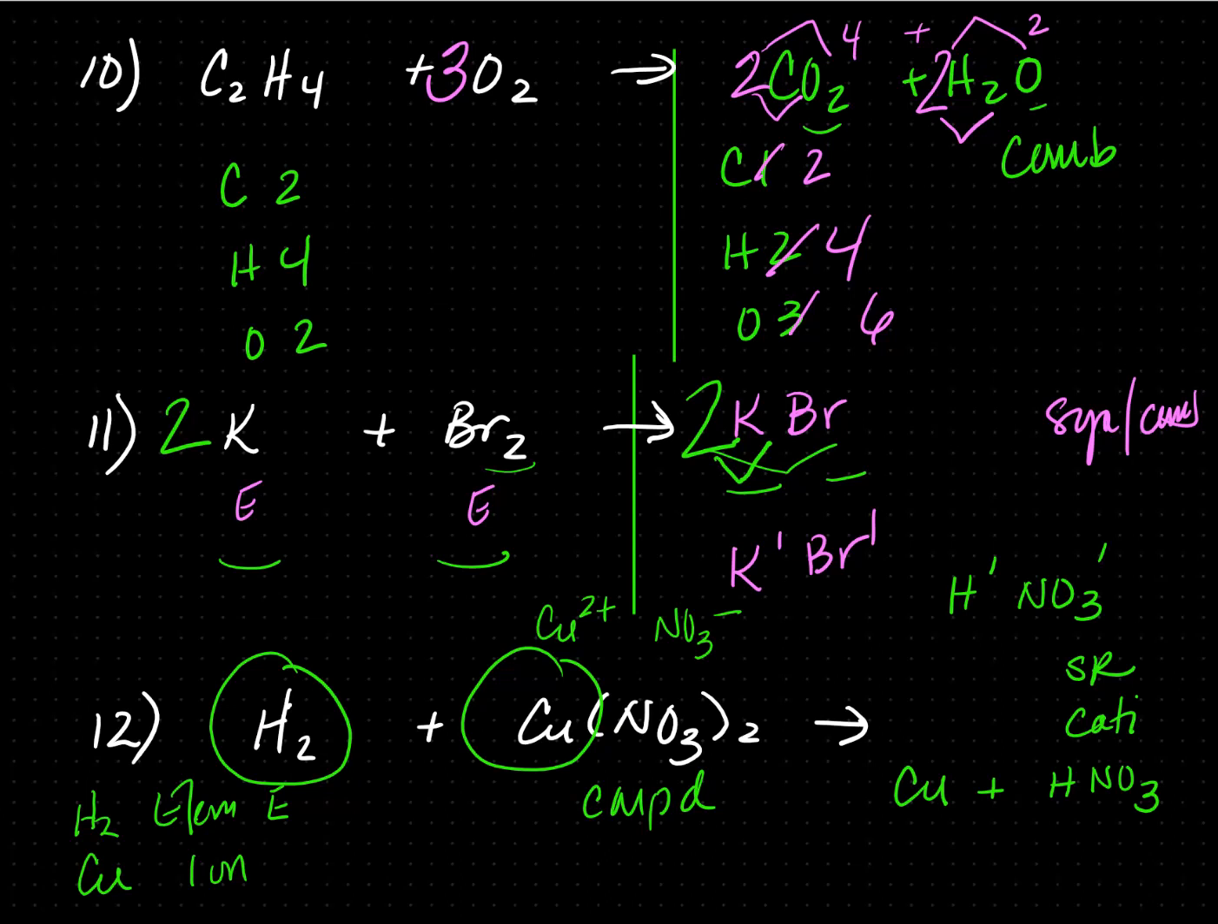Now I need to balance. So there are 2 nitrates, so I need a 2 here. That gives you 2 hydrogen and 2 nitrates. There are 2 hydrogens, 1 copper, so this is balanced.